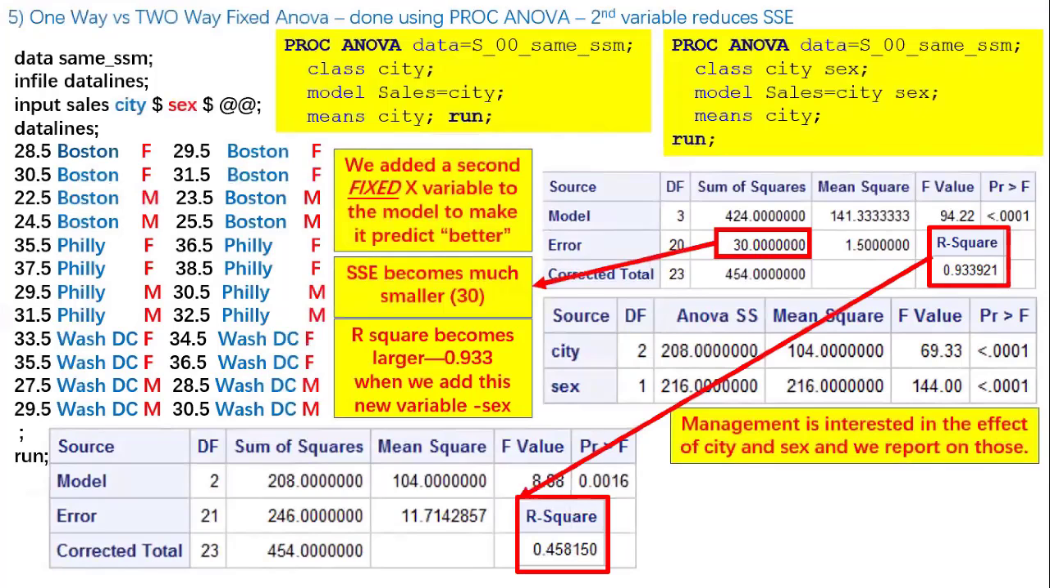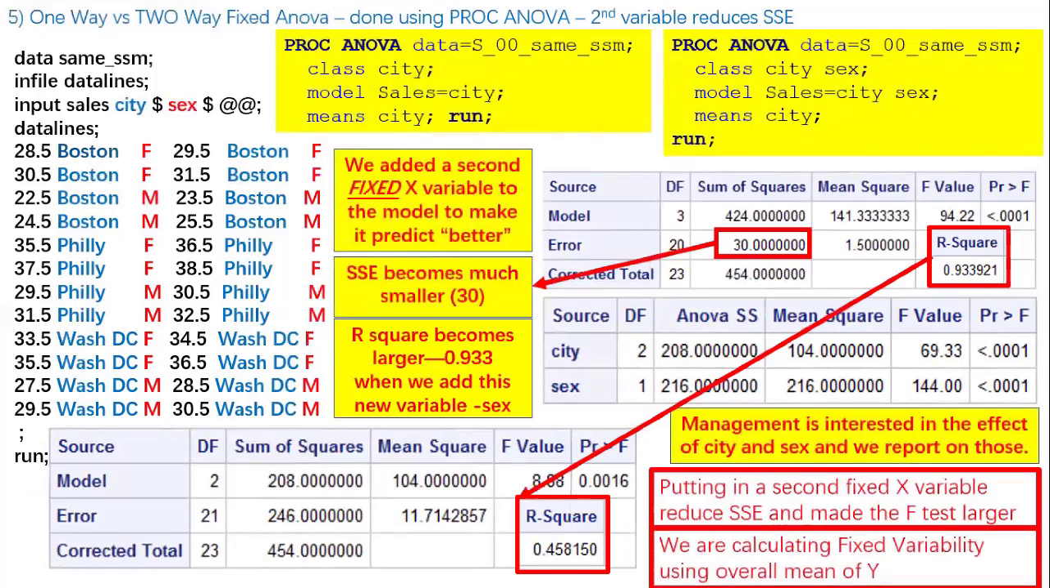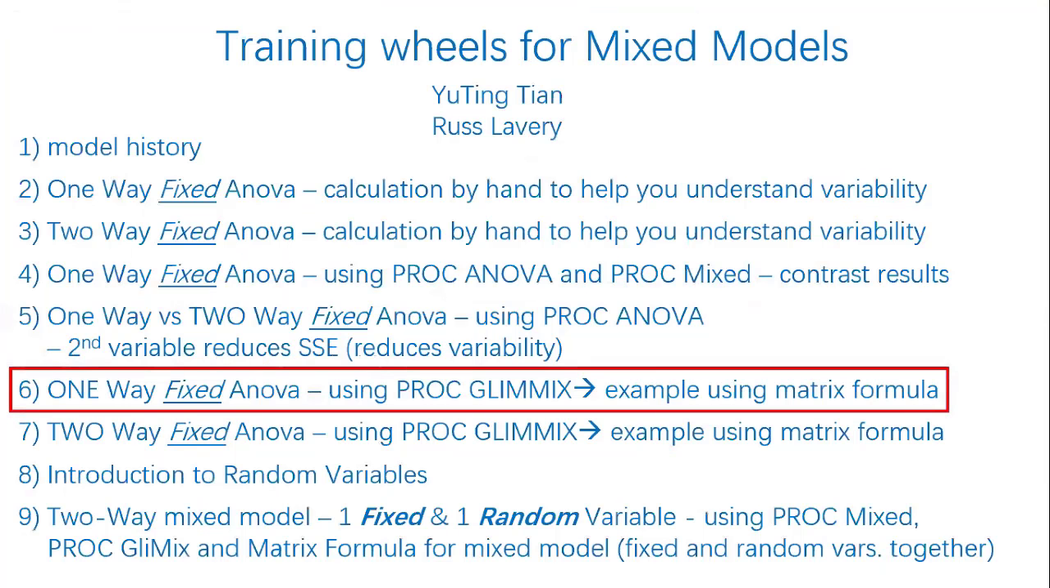Management is interested in the effect of city and sex and reports on those. Putting a second fixed X variable will reduce sum square of error and makes the F-test larger. We'll calculate a fixed variability using overall mean of Y. Let's go to the sixth section.